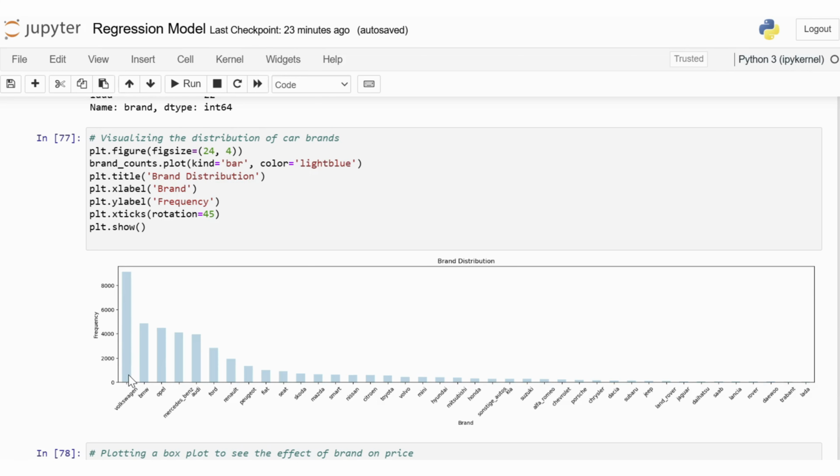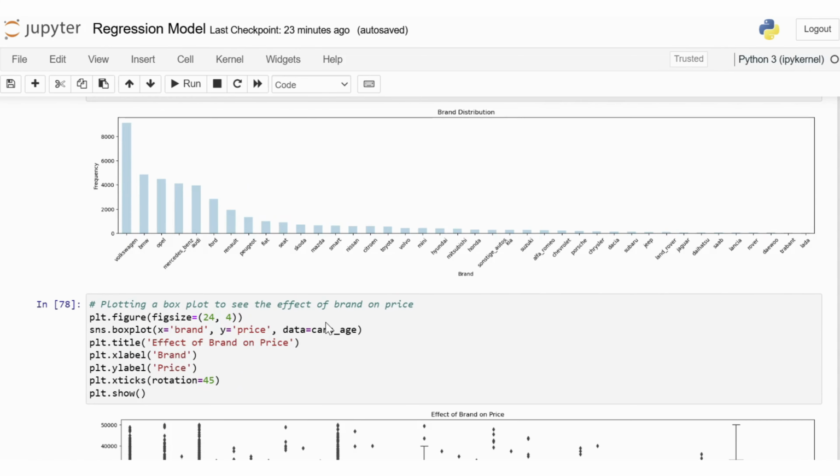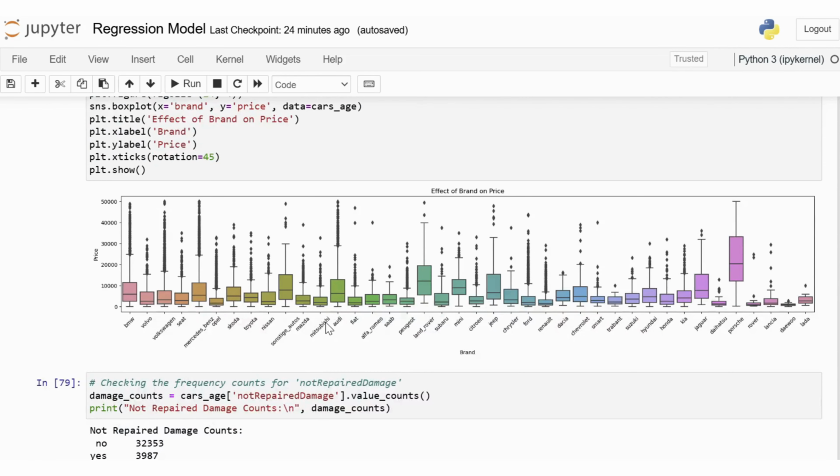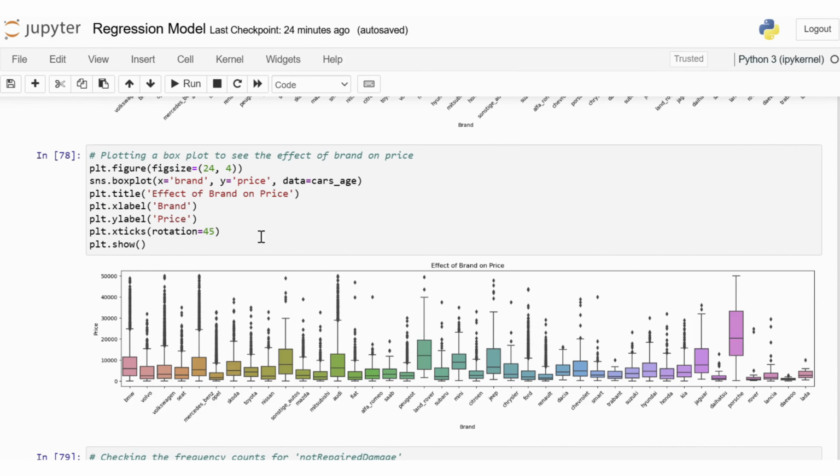Now, let's explore how brand influences the price by using a box plot. From the box plot, we can observe that each brand shows a wide range of car prices, indicating variability within the brand models and conditions. The luxury brands stand out with the highest median prices, showing that these brands are generally more expensive. Land Rover and Audi also show high price ranges but with more variability.